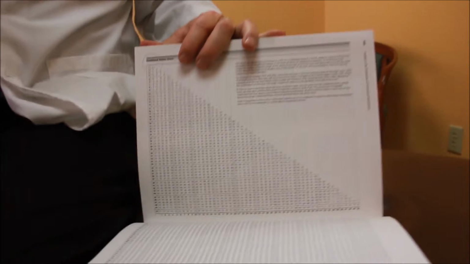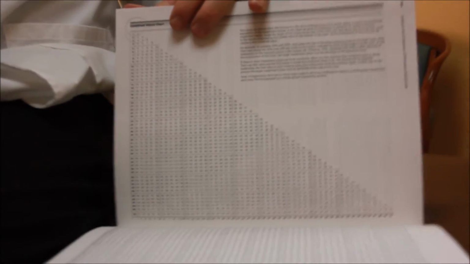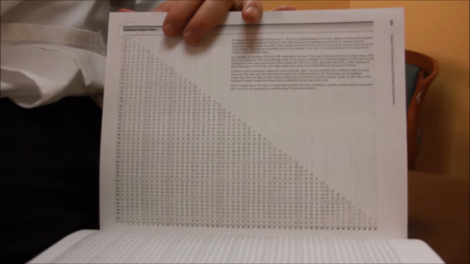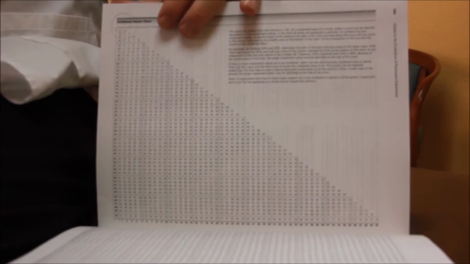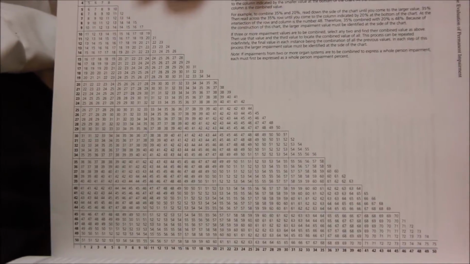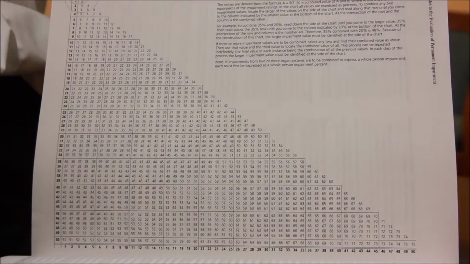And basically what this means, if you're combining two different impairments, for example, one is for 10% and the other is for 20%, you're starting with the 10% and then you're adding 90% of the 20%. It's a little confusing, and because it's confusing using this formula, they put all the numbers in a chart.